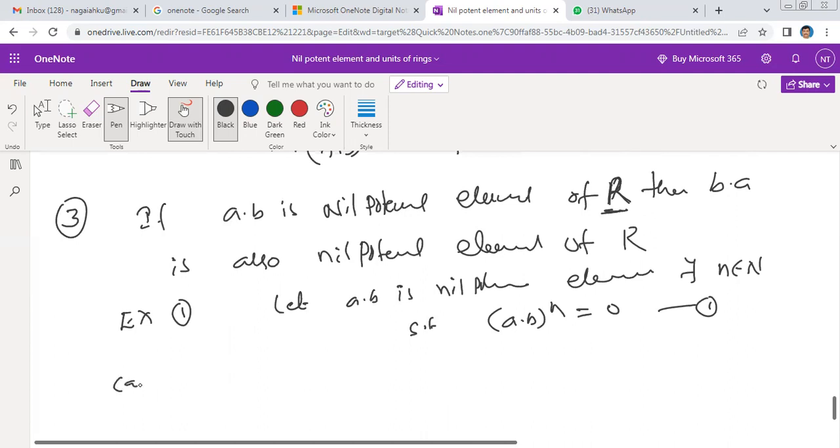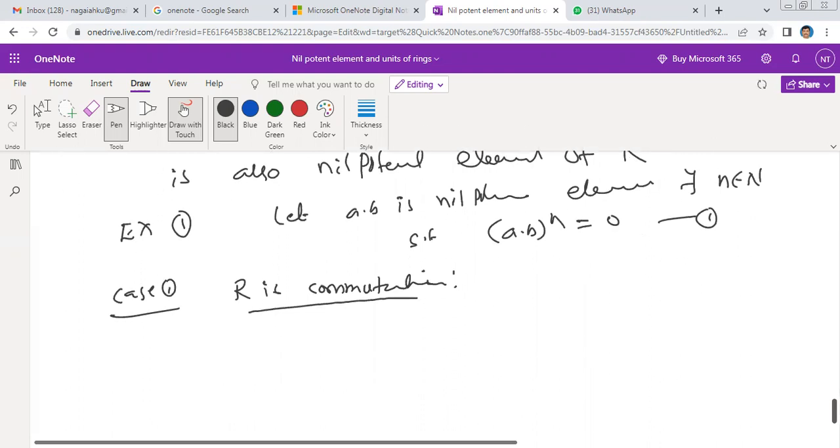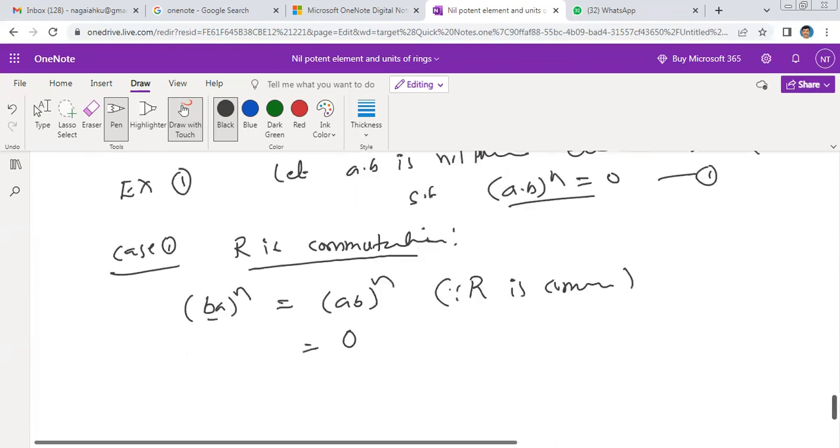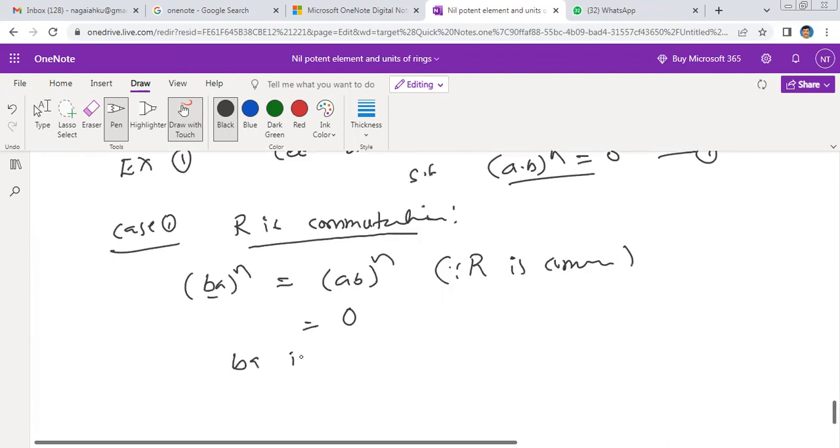Look here, let us discuss two cases. Case 1: if R is commutative. What is my question? BA power n. We are going to prove that BA is a nilpotent element. We discussed this for R a commutative ring. BA whole power n is equal to AB whole power n, because R is commutative. This is nothing but 0. Therefore BA whole power n is equal to 0. BA is nilpotent.